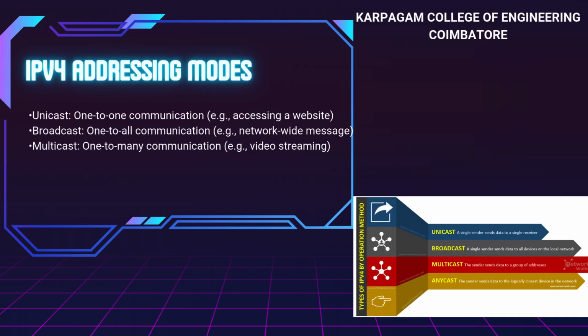Next, the topic is types of IPv4 addressing modes. There are 3 main types: unicast, broadcast, and multicast. Unicast means one-to-one communication. Broadcast is one-to-all communication. Multicast is one-to-many communication. Additionally, there is anycast, which is used in IPv6, but conceptually it is similar, where data is sent to the nearest node in a group.